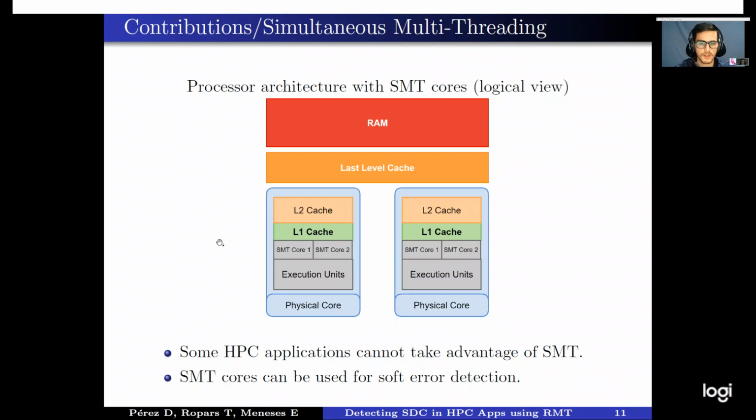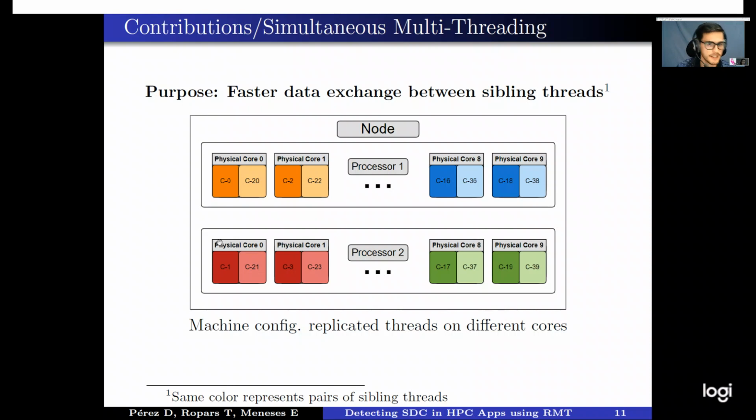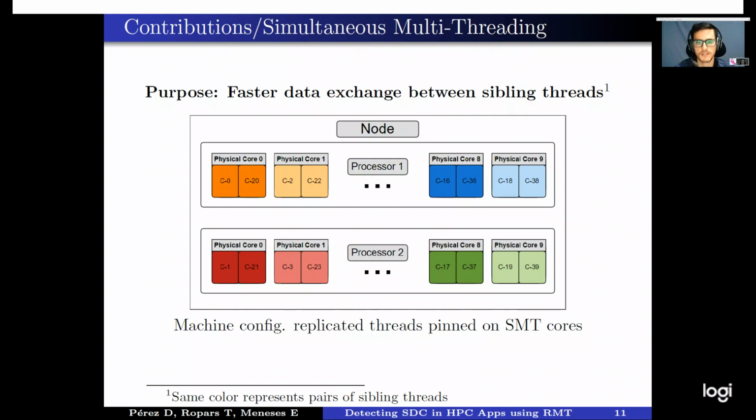close. So instead of having a configuration like this one, in which there are multiple physical cores, the same color represents the pair of sibling replicated threads, and as it can be seen, each sibling is on a different core. Instead of having this, we propose to have the two sibling threads on the same physical core, to pin those threads in that physical core so that they share the L1 cache. This is at the hardware level.